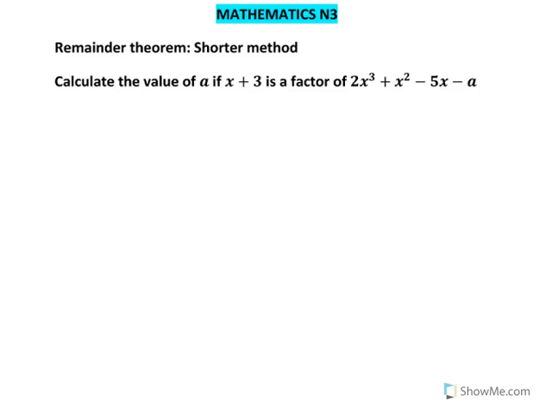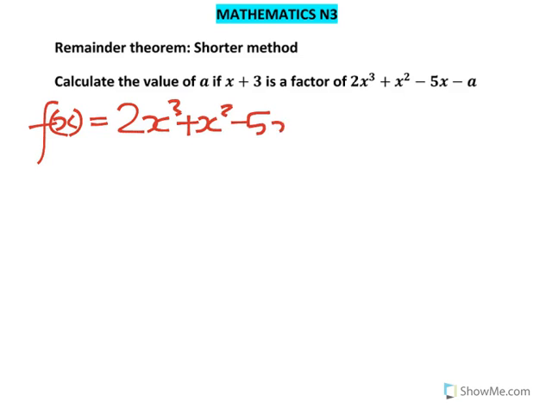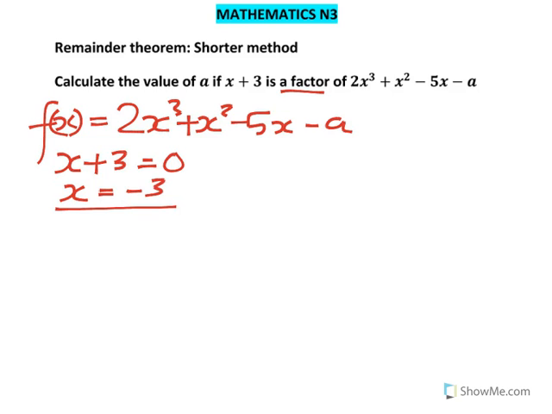It says, calculate the value of a if x plus 3 is a factor of that. The method is the same. You just say, let f of x be equal to 2x cubed plus x squared minus 5x minus a. Now they are telling you x plus 3 is a factor, so it means x plus 3 is equal to 0. Remember, they're saying it's a factor. Therefore, x is equal to negative 3. So what do they mean if they're saying it's a factor? They are saying if you put f of minus 3, you must get a remainder of 0.